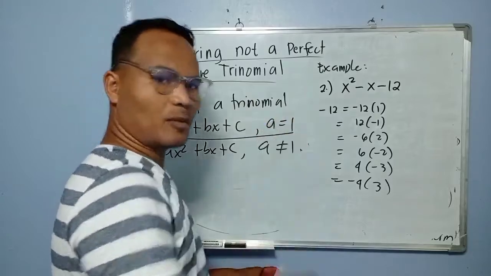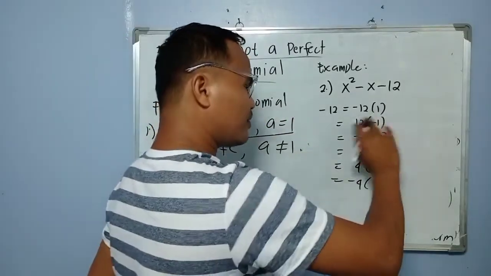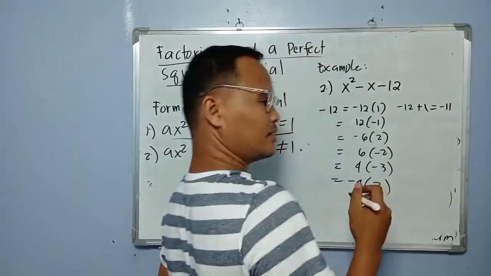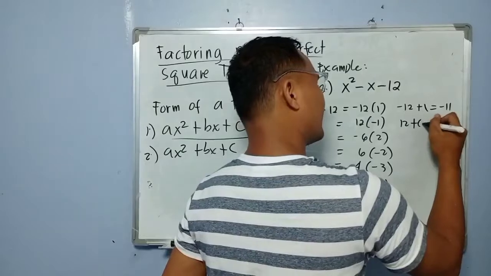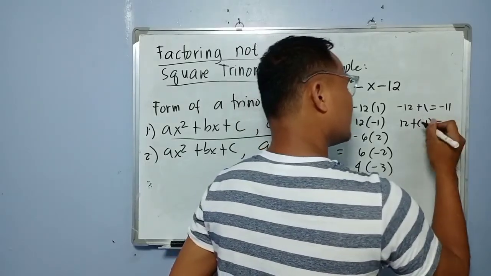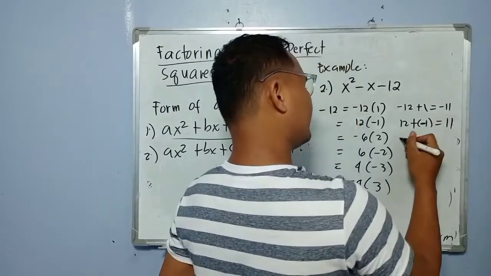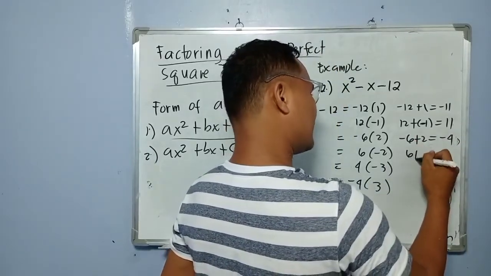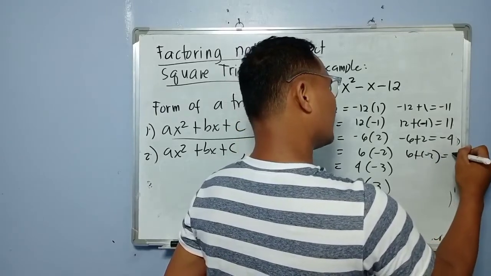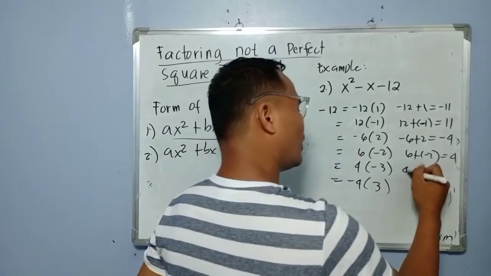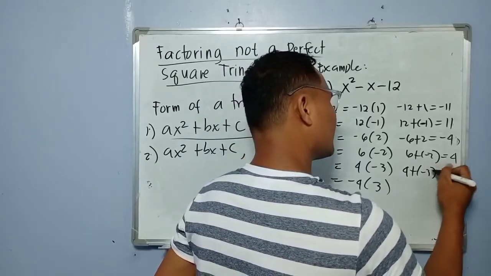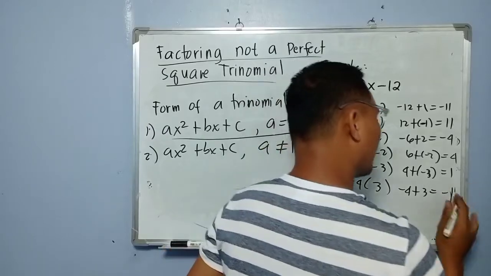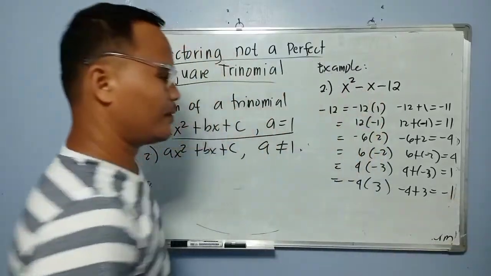What else? No more. Now, get the sum of these factors. You have negative 12 plus 1. The result is negative 11. You have 12 plus negative 1. The result is 11. You have negative 6 plus 2. The result is negative 4. You have 6 plus negative 2. The result is 4. 4 plus negative 3 is equal to 1. Negative 4 plus 3, that's equal to negative 1.